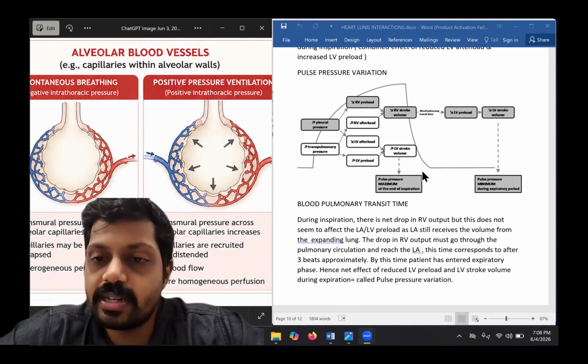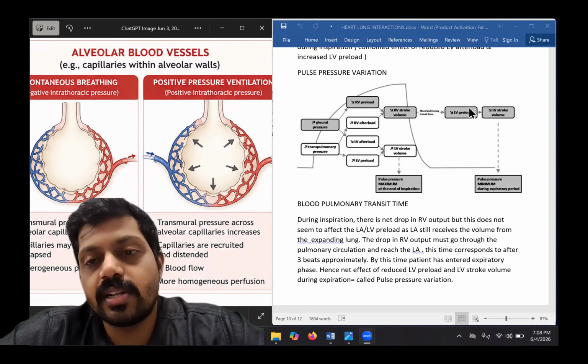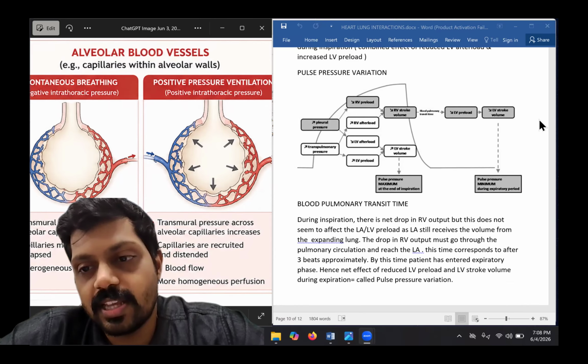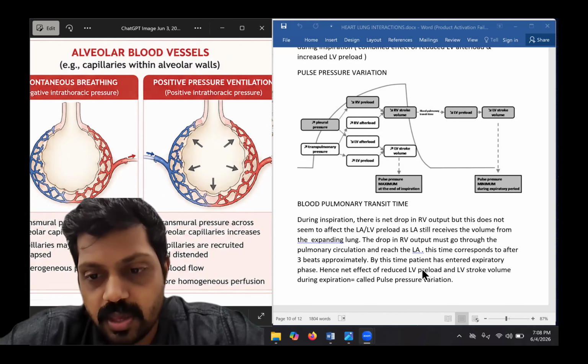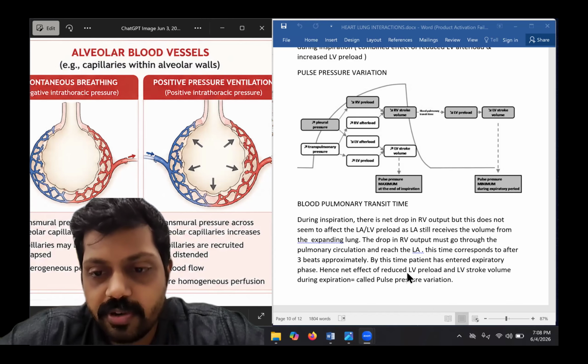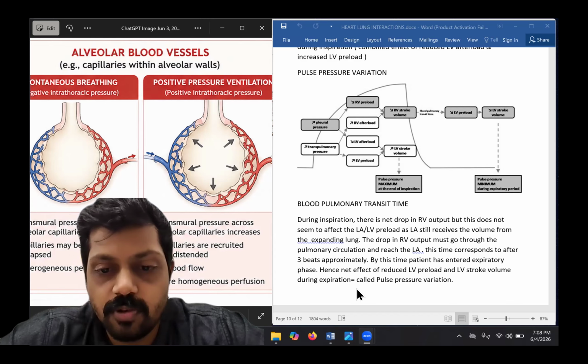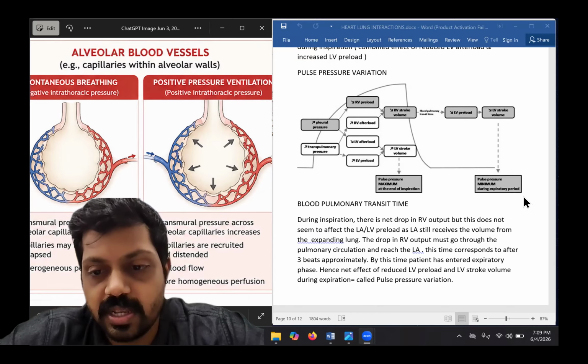By this time, the patient would have entered the expiratory phase. So this reduction in LV output is only seen in the expiratory phase, and pulse pressure is minimum in the expiratory phase. This phasic variation is what we call pulse pressure variation. The net effect of reduced LV preload and LV stroke volume during expiration is called pulse pressure variation.